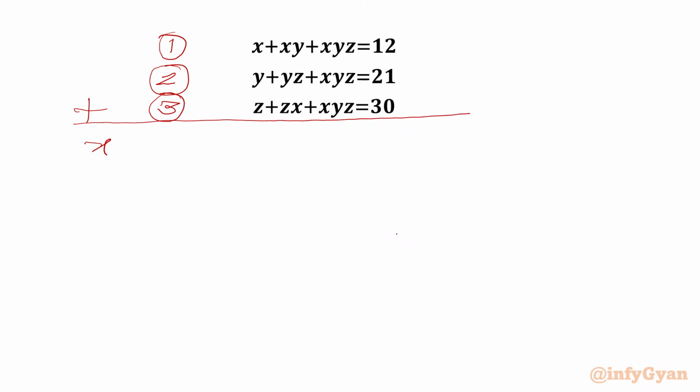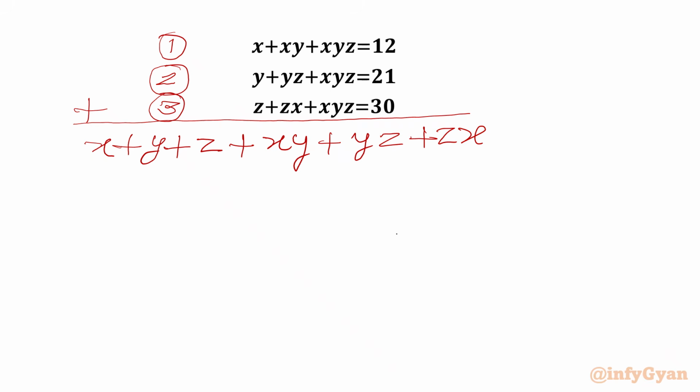So we'll be getting x plus y plus z plus xy plus yz plus zx plus 3xyz equals 12 plus 21 plus 30, 63.